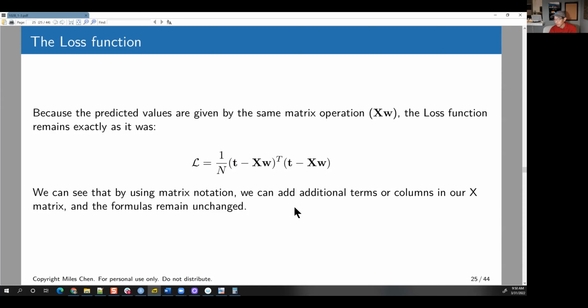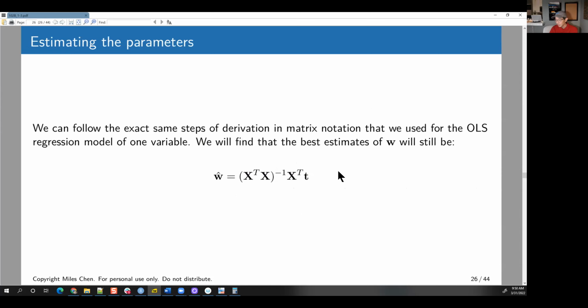And so what is the solution for this? Because this thing remains exactly unchanged, when I say let's find the value for w hat that's going to give us the best predicting coefficients, it's going to be exactly the same as before. It's still going to be (X transpose X) inverse X transpose t. We can go through the same exact process of taking the gradient, setting it equal to 0, and solving, and we're going to end up with the same solution.